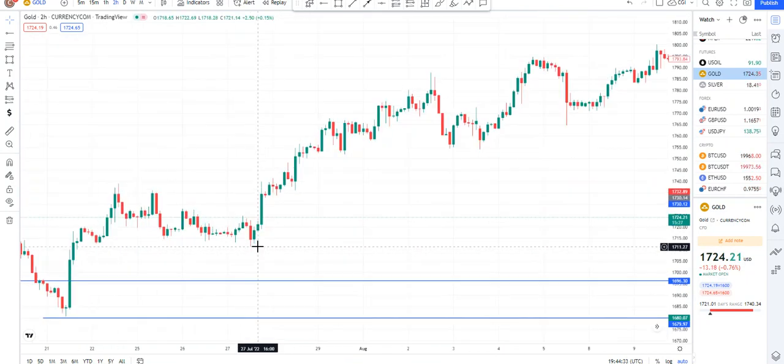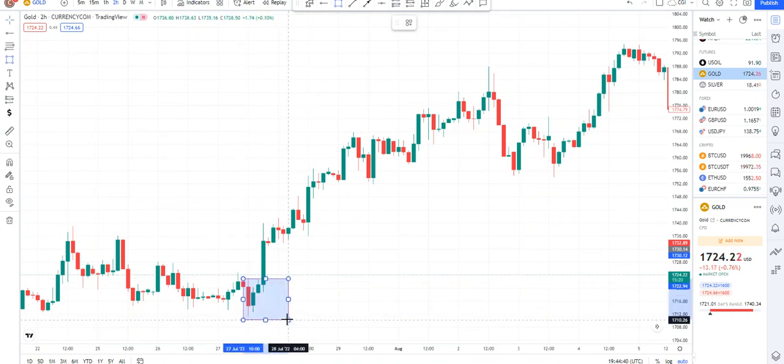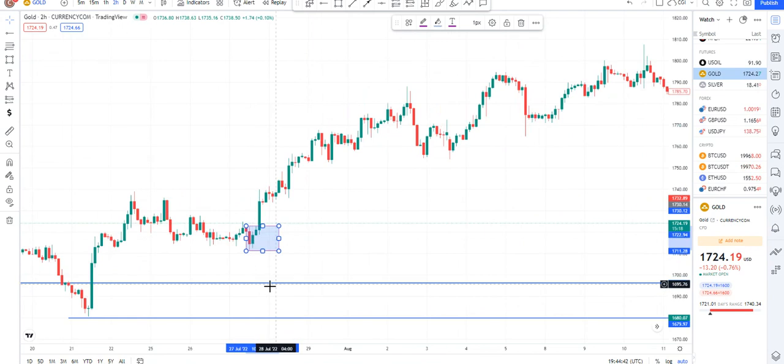Is there nothing there that could make it react? Yeah, there's a sponsor candle, another block here. There's another block here.